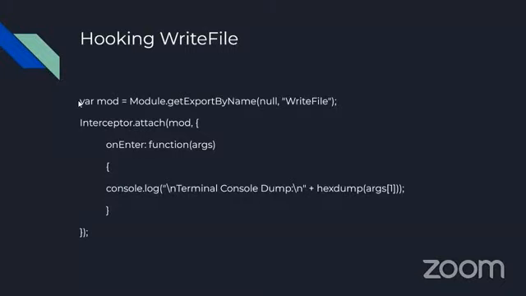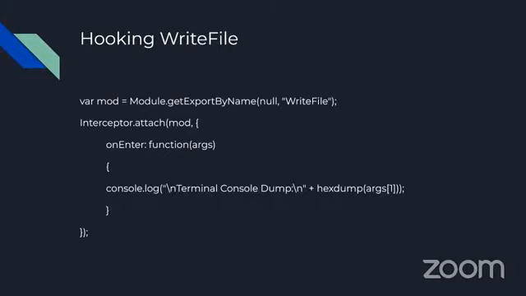We are just writing a JavaScript function. We are creating a JavaScript variable called mod, and we're using Module.getExportByName, which we just saw. I know that the WriteFile API is the one I want to hook into, so I'm giving Module.getExportByName and WriteFile. In the next line, I'm going to attach Interceptor, which is a module by Frida that intercepts the process and stops it from executing until we tell Frida to go on and execute the process or dump the value and so on.